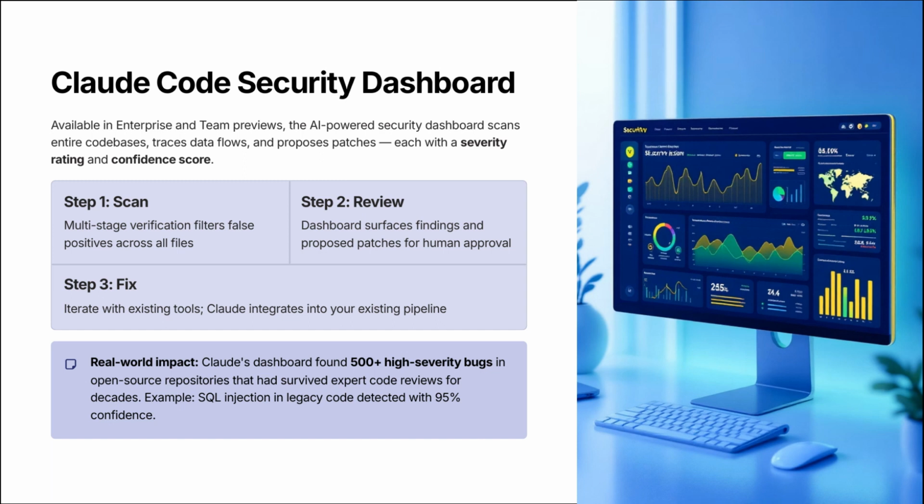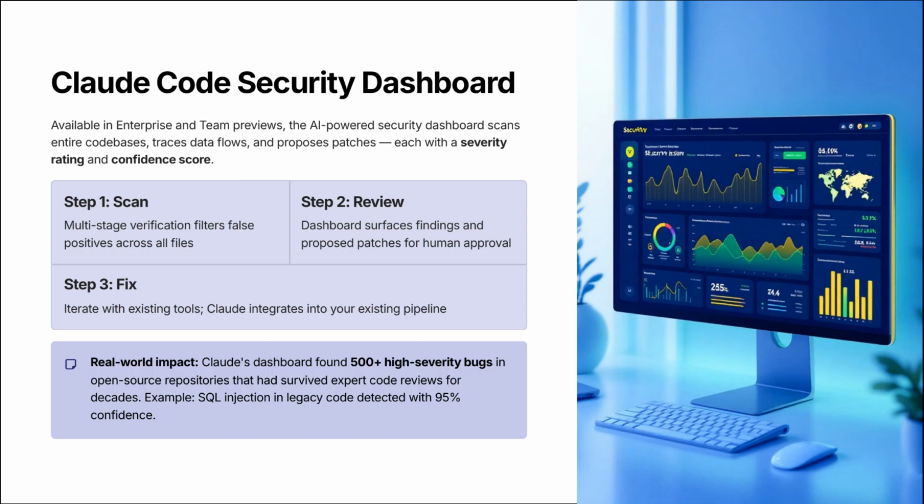This is a multi-stage verification process that filters out false positives across all files, ensuring only relevant and potentially harmful issues are brought to your attention. Once the scan is complete, it's time to review the findings. The dashboard surfaces these findings and suggested patches for your approval. This phase is crucial as it allows for human verification and intervention where necessary.